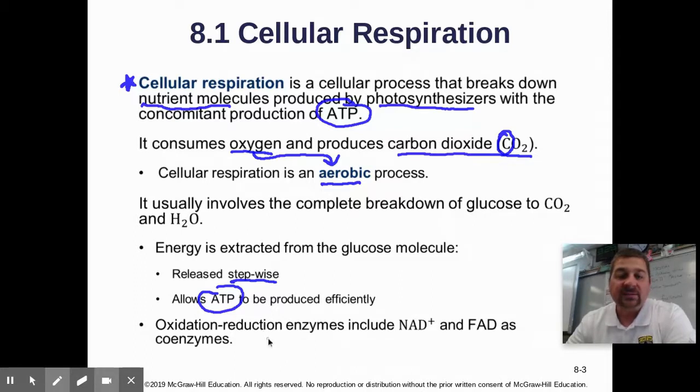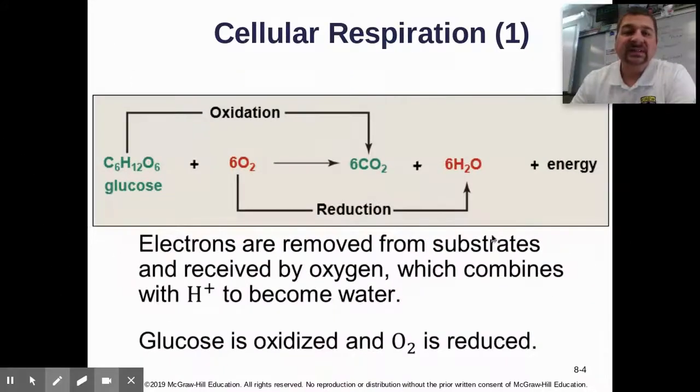And again, like in photosynthesis, where you had NADP plus as an electron carrier, you have some redox coenzymes, NAD plus and FAD, that are going to help shuttle electrons in the process of cell respiration. Just like photosynthesis, we want to look at the redox, reduction, oxidation processes that are happening here in cellular respiration, and you'll just see that it's reversed.